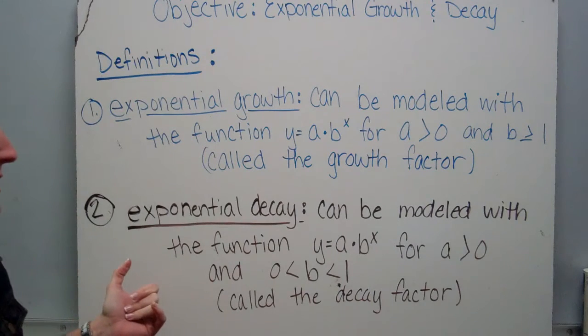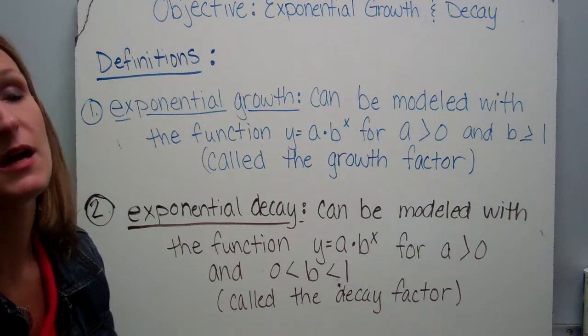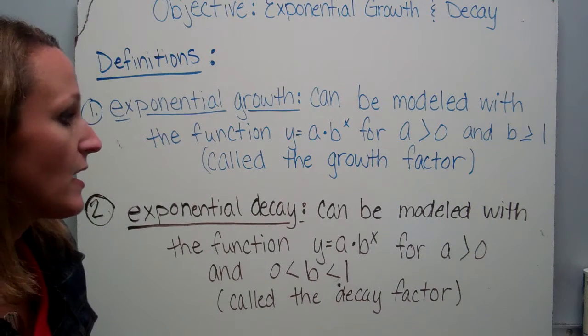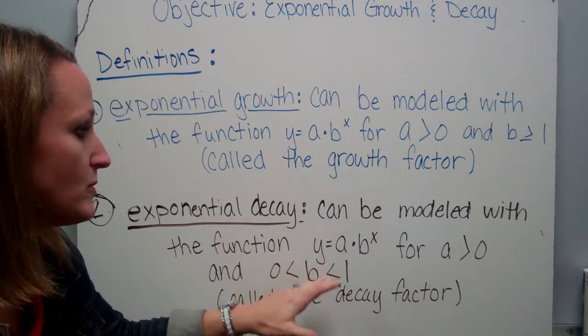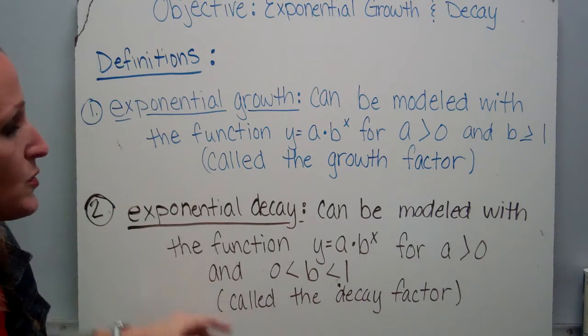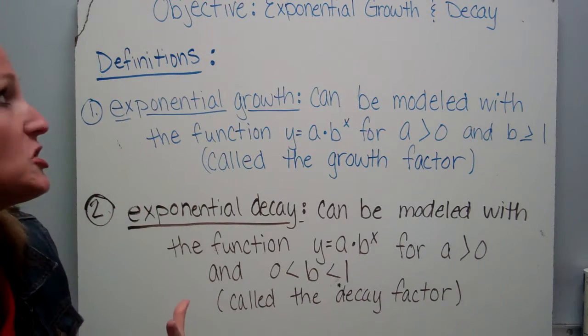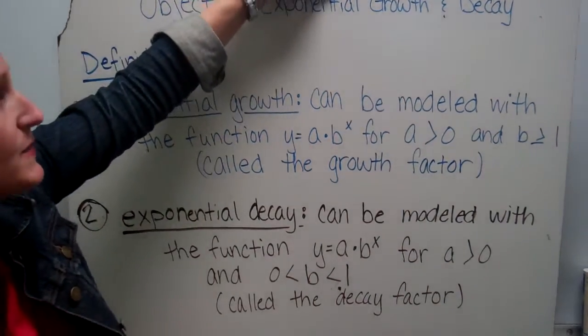Then there's exponential decay, which can also be modeled with the function y equals a times b to the x, where a is greater than 0, but this time b is greater than 0 but less than 1. This is called the decay factor. Okay, so we have growth, we have decay. You hear about things growing exponentially, this is what we're talking about. So exponential growth, exponential decay.